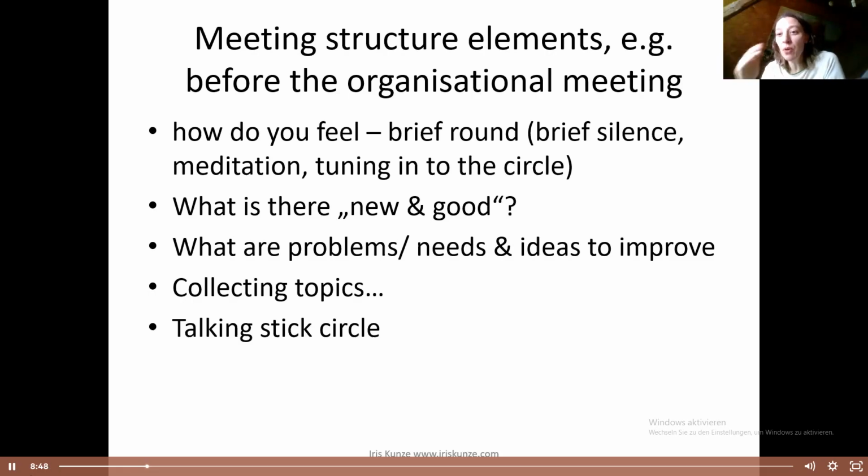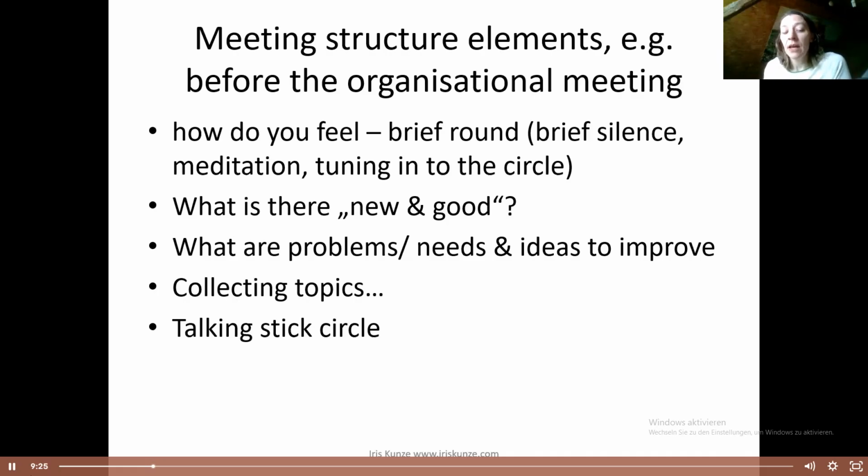Yeah, and if you do these points before you start with any kind of content in the meeting, like thinking about the vision or talking about organizational things, that really helps and brings the group together and strengthens the personal relationships in a way. So you get to know each other better, and that gives a base to build on.